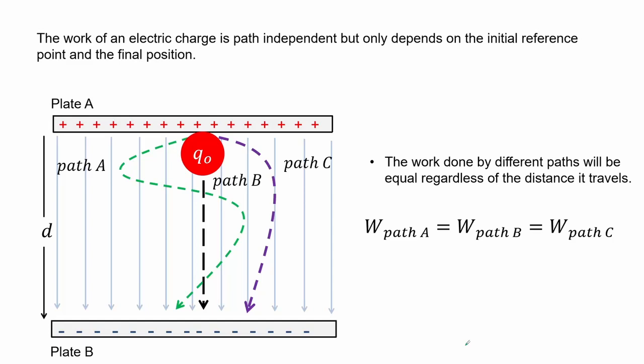As mentioned earlier, the work done on an electric charge is also path independent, so as it travels any path A, B and C it will produce the same amount of work, since it only needs the initial and final position.